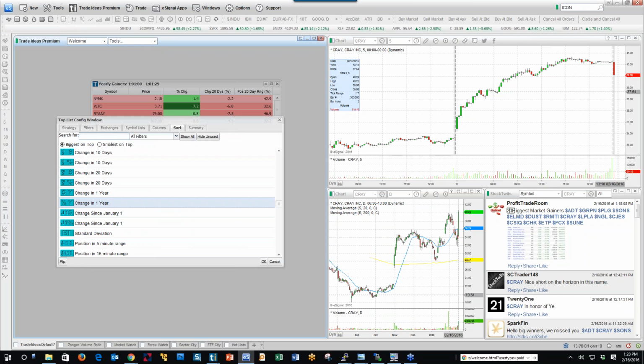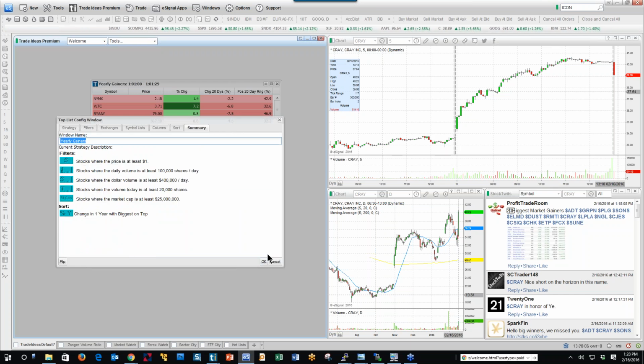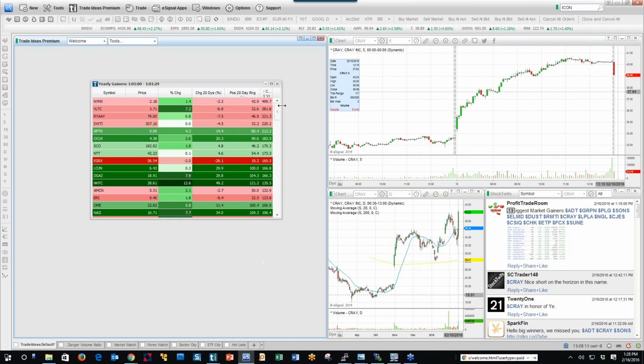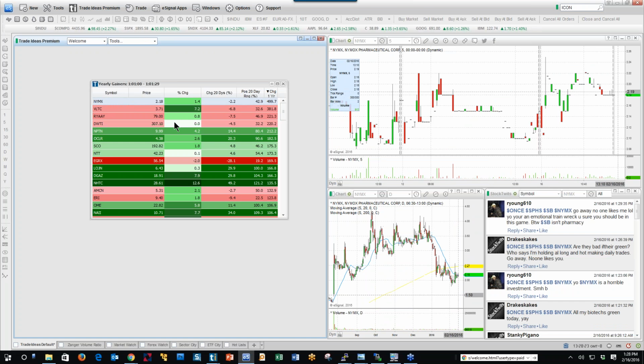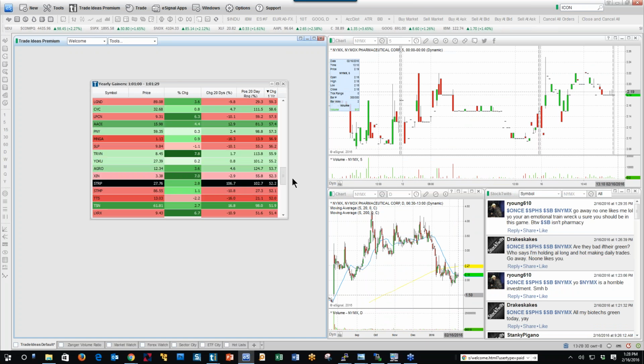So we've already got the server sort. Now I can hit OK. I'm going to have one more column in here that I can sort on from the client side perspective. So here's my change in 1 year. And a completely different list of stocks, right? This is going to be a stock that's going to have a real big significant percentage change over the course of the year.